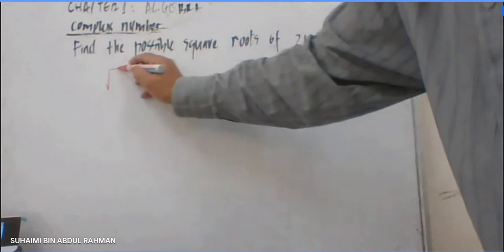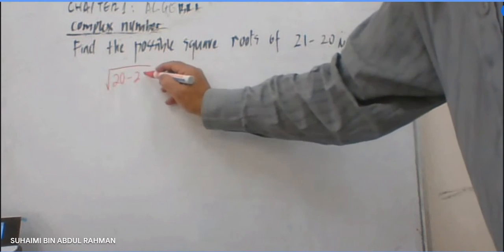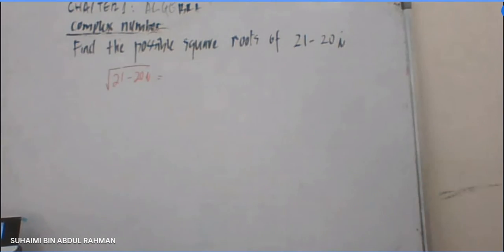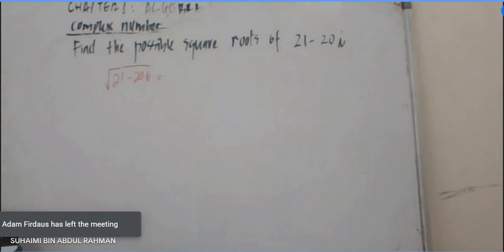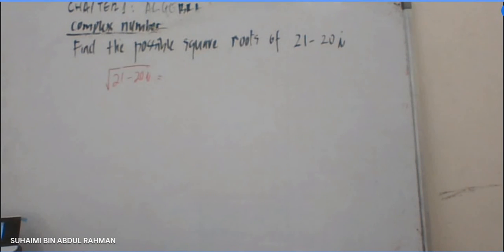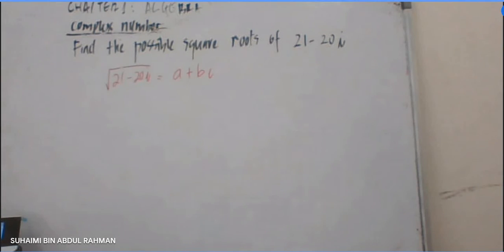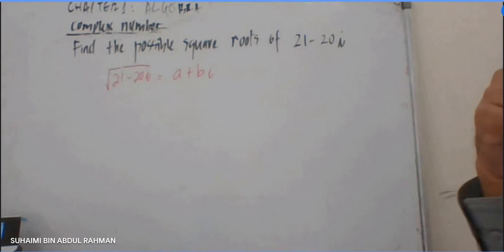A square root of 21 minus 20i, same like a plus bi. We assume that it is equal to a plus bi.